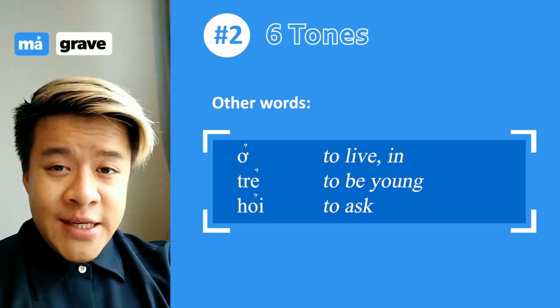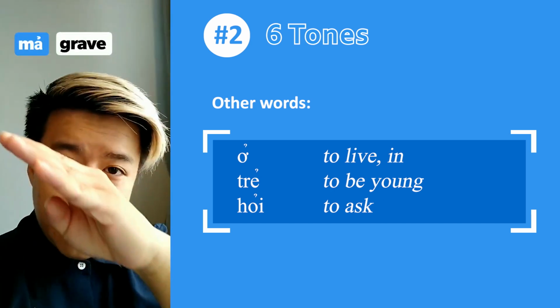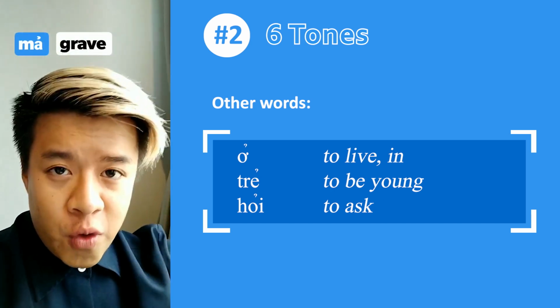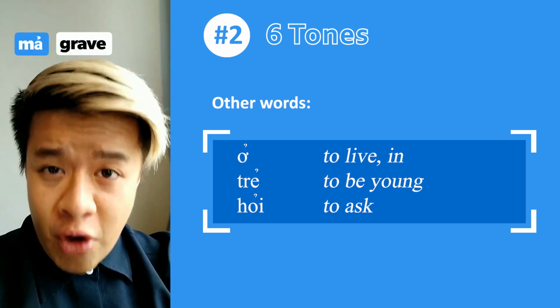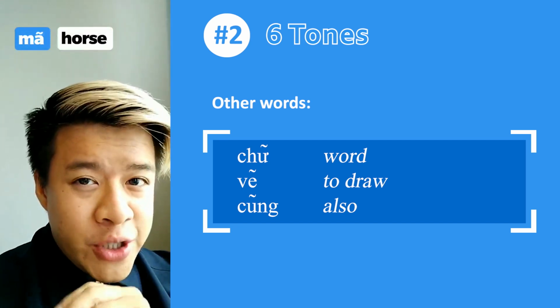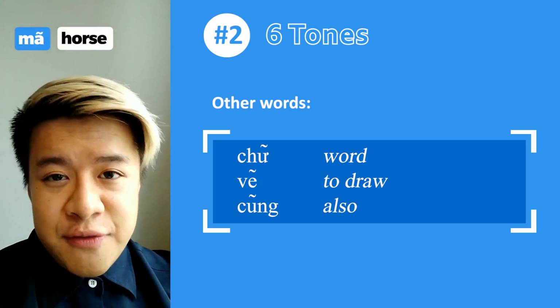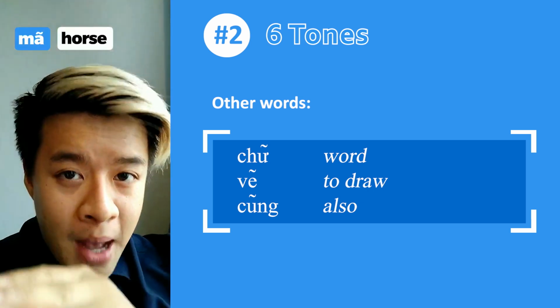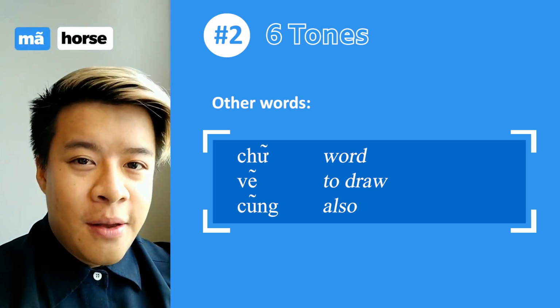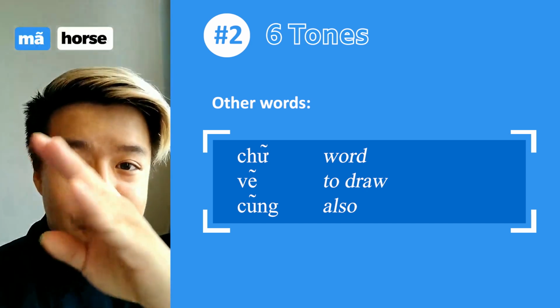The fourth tone is mả. So you first go down and then you go up with your voice. Mả, mả. That means grave. So the fifth tone is a little bit tricky. It's similar to the previous fourth tone, but there is a short break in between. So mã, mã. Instead of mả, you say mã.